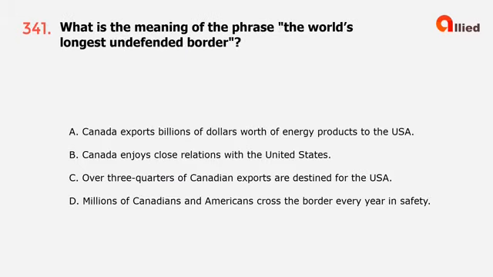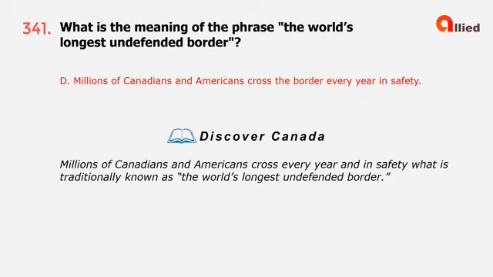Question 341. What is the meaning of the phrase, the world's longest undefended border? A. Canada exports billions of dollars worth of energy products to the USA. B. Canada enjoys close relations with the United States. C. Over 3/4 of Canadian exports are destined for the USA. D. Millions of Canadians and Americans cross the border every year in safety. The answer is D. Millions of Canadians and Americans cross the border every year in safety.